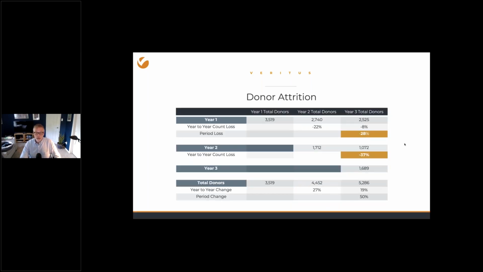We also looked at donor attrition. Now look at the bottom line total numbers. They grew from 3,500 donors to 5,286 donors, almost 5,300 donors. They grew by 50% in the number of donors. Yet, when you break it down, those year one donors, by year three, we lost 28% of them. The year two donors lost 37% of those donors. They had no idea, because all they were looking at is, oh, we're growing our donor base. Why did those donors stop giving? They didn't have an answer.